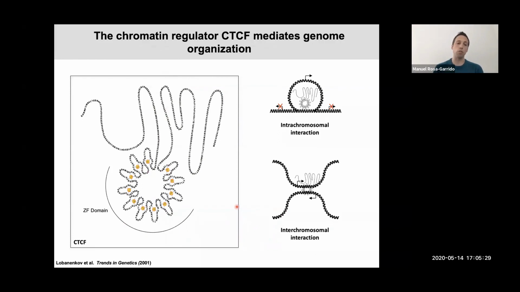CTCF is a protein that is ubiquitously expressed in the nucleus of eukaryotes and is able to bind along the entire genome by using different combinations of its 11 zinc fingers. The main function of this protein is to mediate genome organization, bringing together regions that are far from each other in the same chromosome or in different chromosomes. CTCF is synonymous with chromatin structure. When you start working on chromatin topology, CTCF becomes one of your main focuses. That's why we started working with this protein.